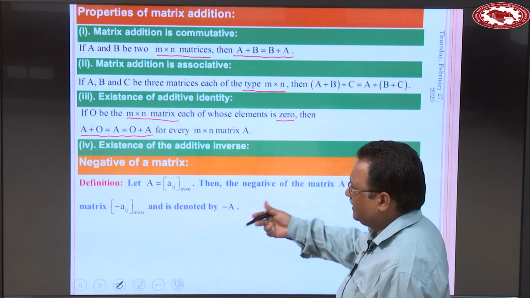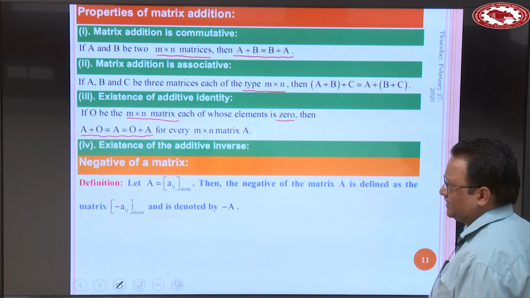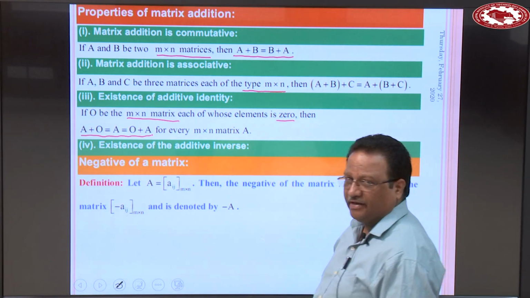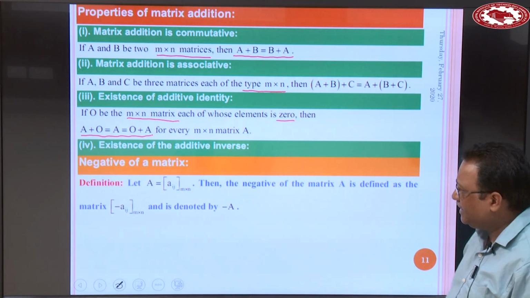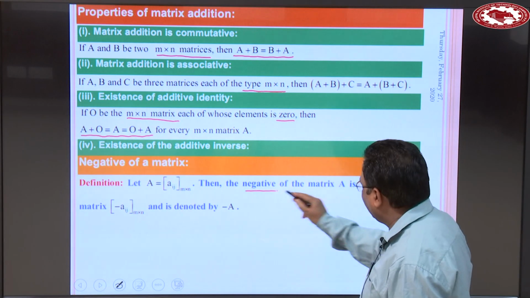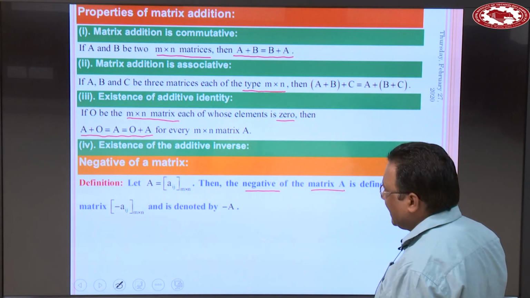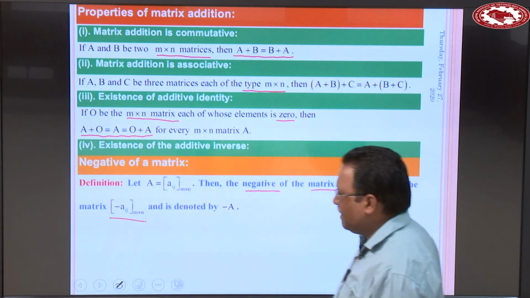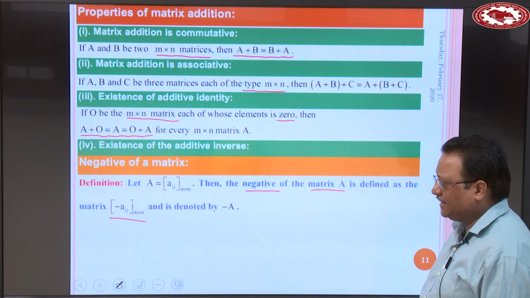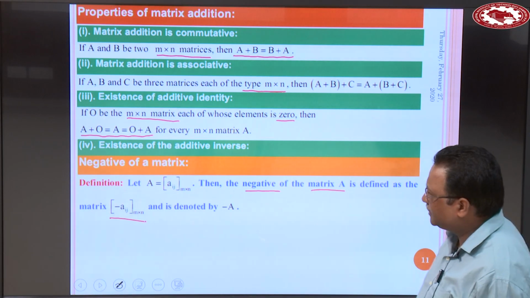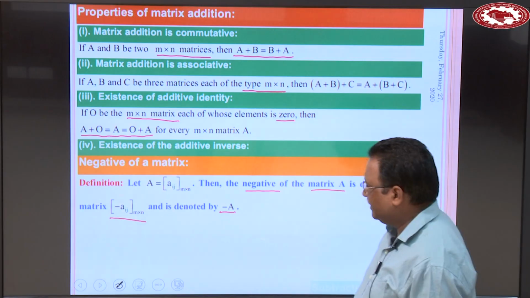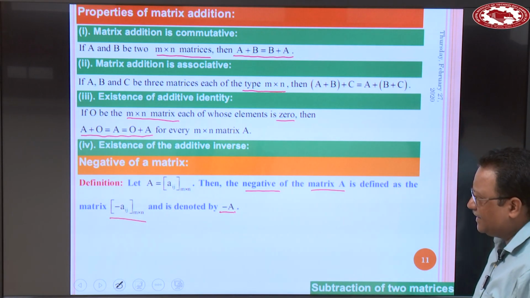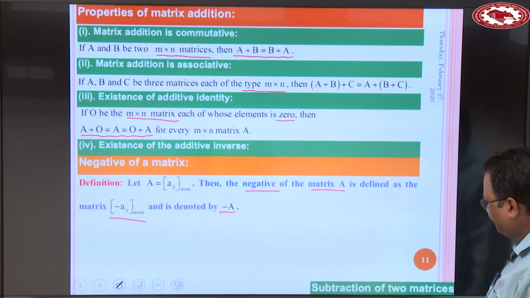Okay. Now, one more property, existence of additive inverse. So, how you can define this term, negative of a matrix. Okay. So, let A is equal to Aij m by n. Then the negative of the matrix A is defined as the matrix minus Aij m by n, and is denoted by minus A. Clear? Minus A. So, that one is the negative of the matrix A.